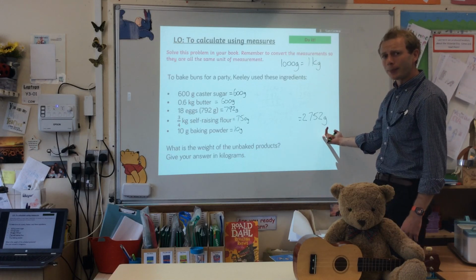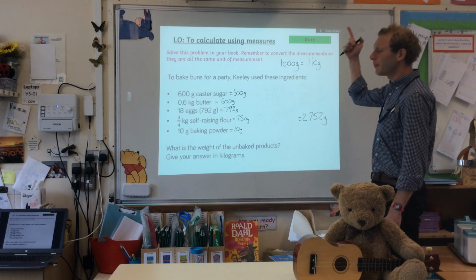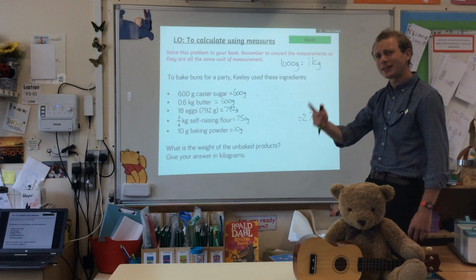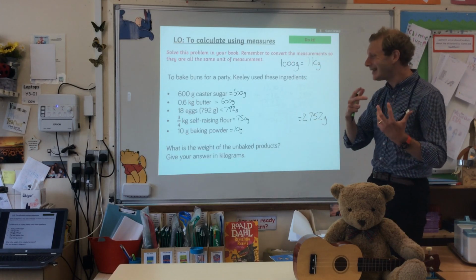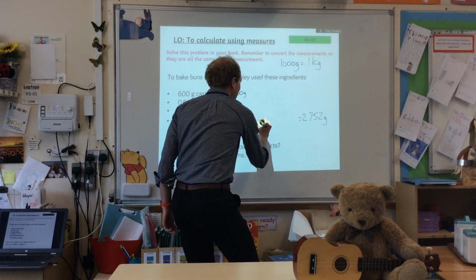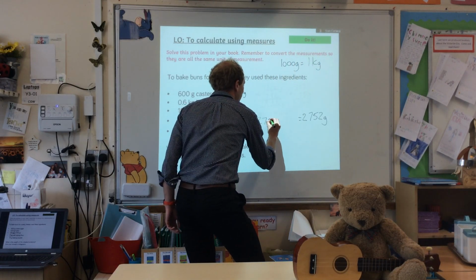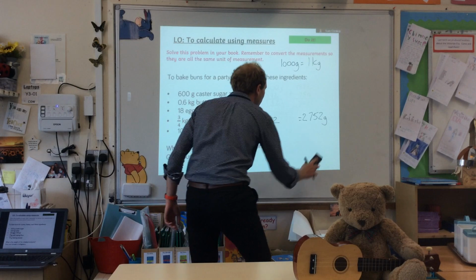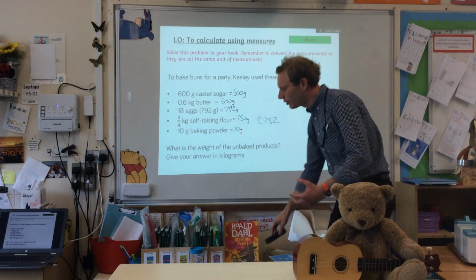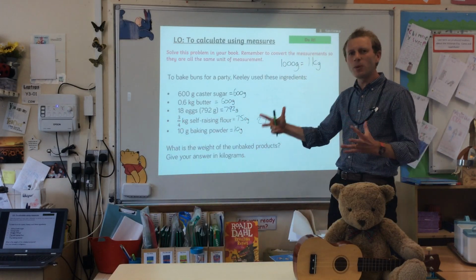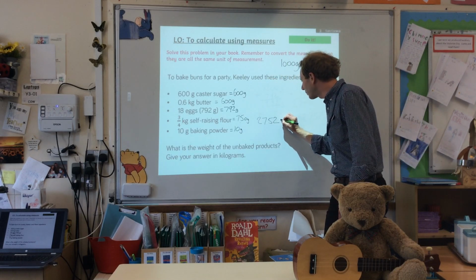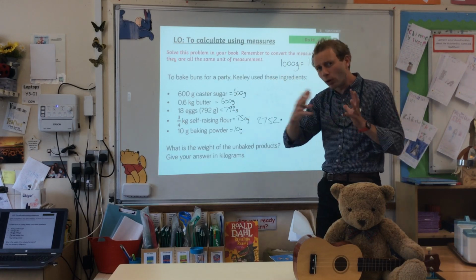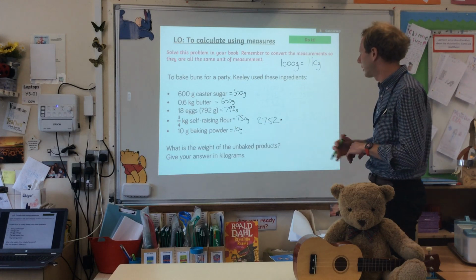Well, I've only got it in grams. So I'm going to go back to the point I made at the beginning. 1,000 grams is the same as 1 kilogram. So I now need to convert this measurement into kilograms. So I'm going to write it again here, 2,752. That's in grams. I now need to make this number 1,000 times smaller. So in order to do that, put my decimal point in, because remember at the end of any integer there will always be a decimal point with a bunch of zeros at the end.